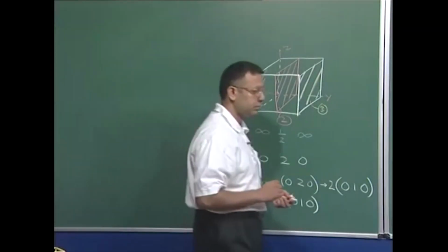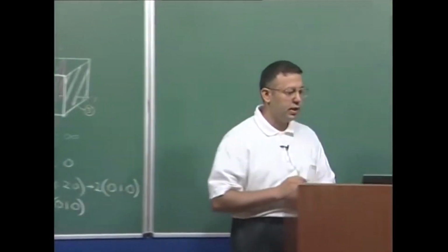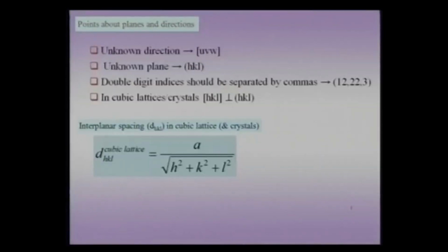Okay. So, coming back to the main slides, let me mention a few points about planes and directions before I return to solving that problem. Now, an unknown direction typically is written as u v w. Suppose I do not have a specific plane, I have an unknown plane, I will call it u v w.